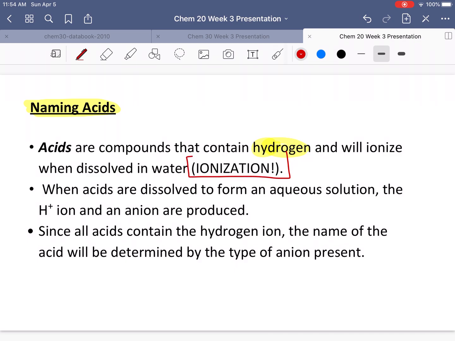Now, both of these recognize the ionization that happens when acids are placed in water, but the classical naming, I would say, is a little bit less intuitive. So we need to spend a little bit more time understanding how it works, learning how to name them properly, and then putting it into practice. And that's what you'll be doing today.